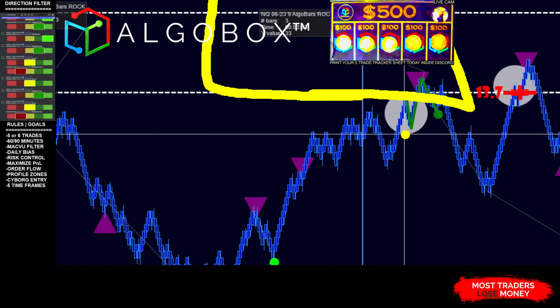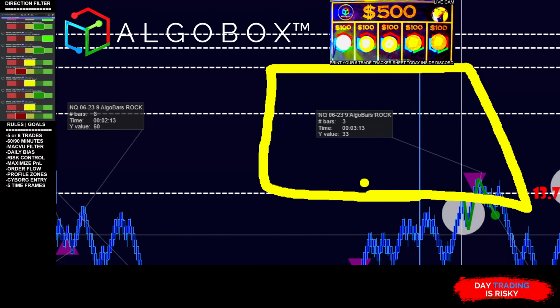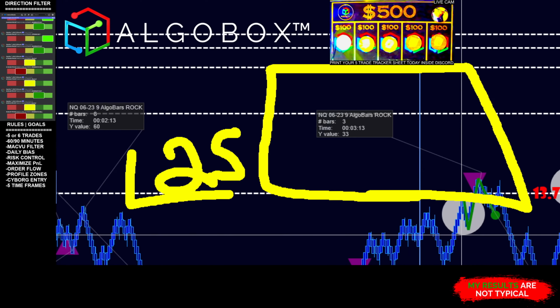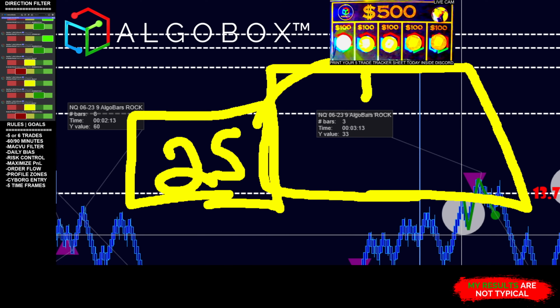Now, again, really up to you. If that's appropriate for you, fantastic. For me, again, my max is 25. I really don't want to take more than a 25 tick stop. So 33, a bit much.